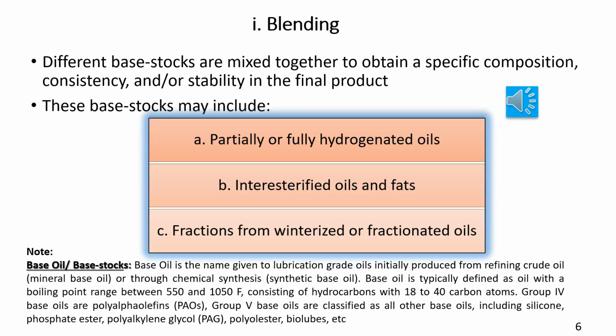First step in oil and fats modification is blending. In this method, different base stocks are mixed together and we obtain a specific composition, consistency, or stability in the final product. Examples of base stocks or base oils are silicone, polyphosphate ester, polyalkylene glycol, and polyol ester. The base stocks may include the following. Number 1 is partially or fully hydrogenated oil. Number 2 is interesterified oils and fats. Number 3 is fractions from winterized oil or fractionated oils.